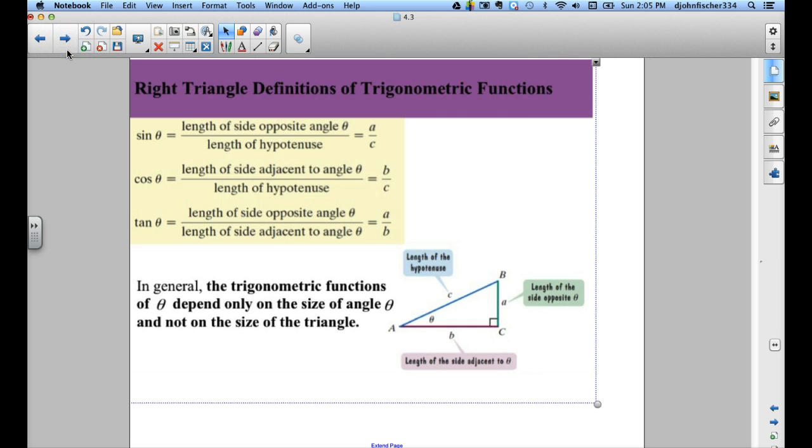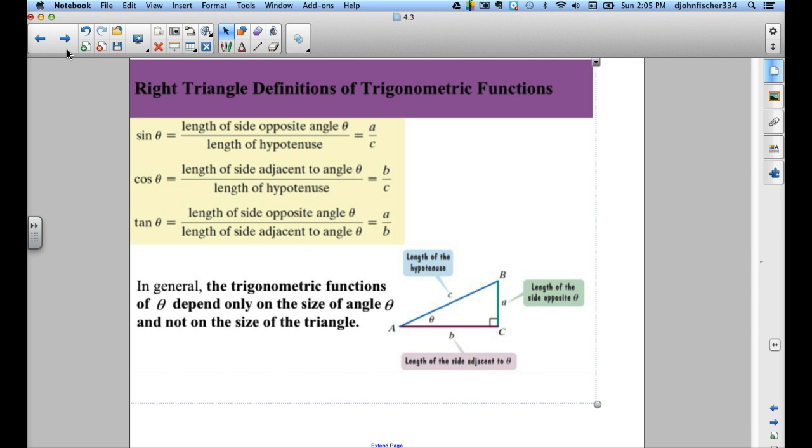First of all, this is our basic definition for sine. Right triangle definitions of trigonometric functions. Usually these only work with right triangles, so sine is the length of the opposite side over the length of the hypotenuse on a right triangle, a over c. I always say O over H, opposite over hypotenuse. Cosine is adjacent over hypotenuse, and tangent is opposite over adjacent.